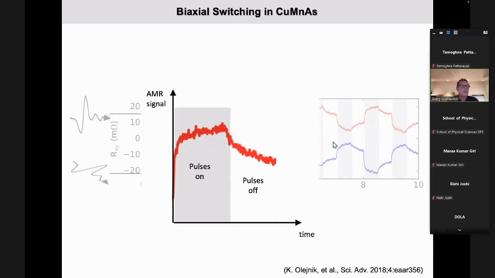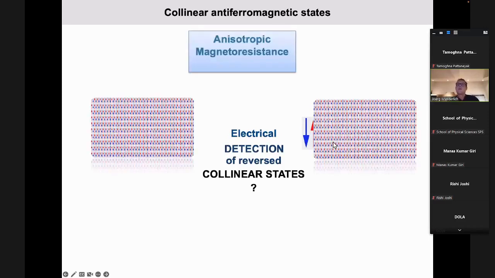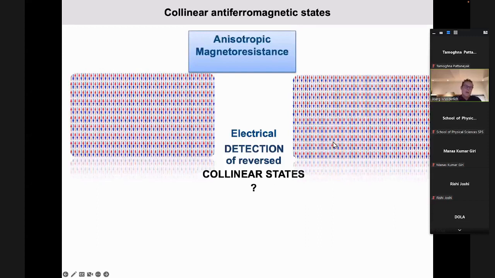The origin of this is not really understood. It may be because these two states are not really equivalent or whatever. But I don't want to go too much into this, because what I want to show you is that we are now aiming to understand the 180-degree reversal of antiferromagnets, and also to detect it. And also to do it not only in a local way, but for the global state. And how can you do it?